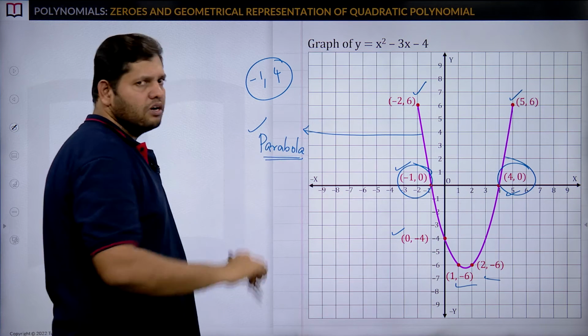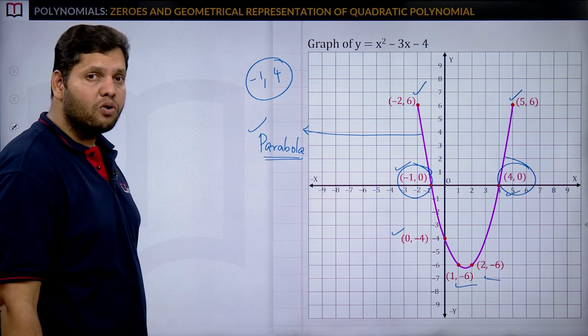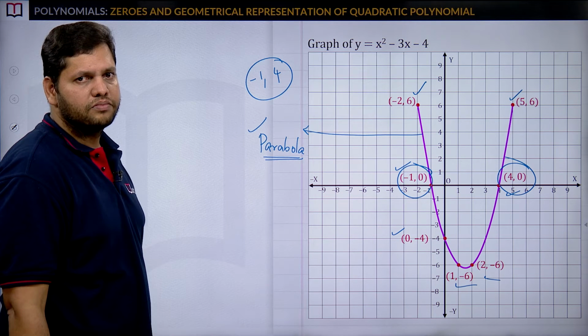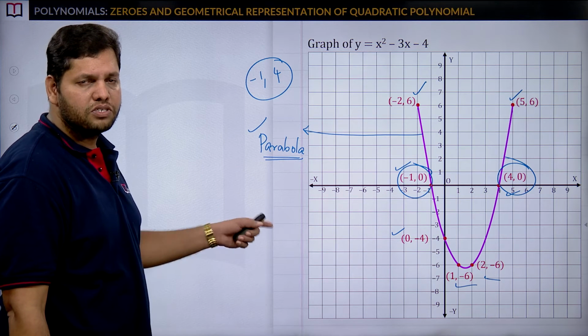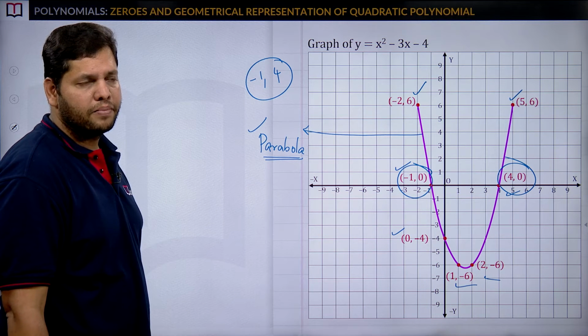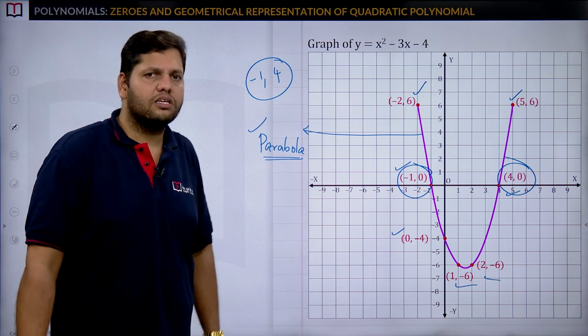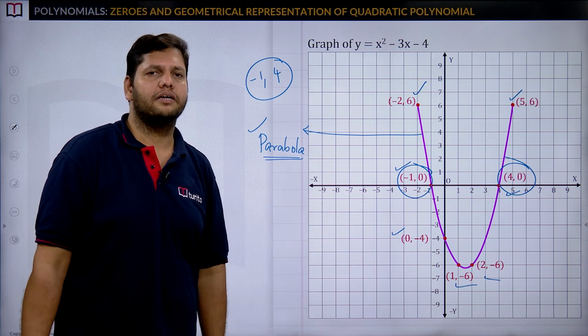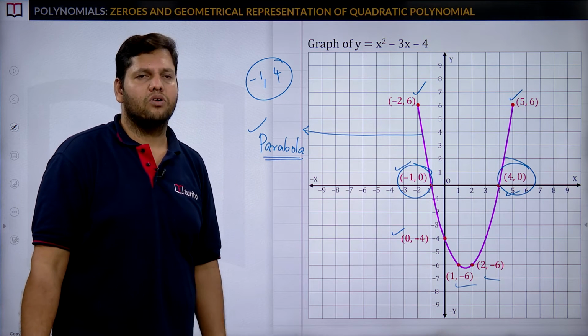And the shape of this curve is called what? We can say a parabola shape. Are you getting my point, children? The shape of this curve is called what? A parabola shape. Clear, children? Is it clear, everyone, how to draw the graph of the quadratic polynomial? Or any doubts? Okay, fine.